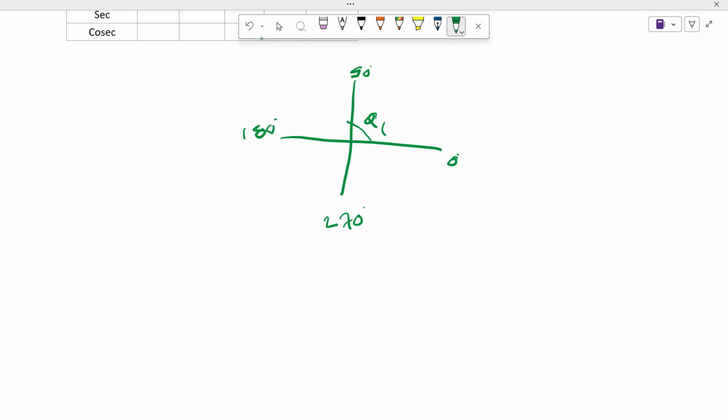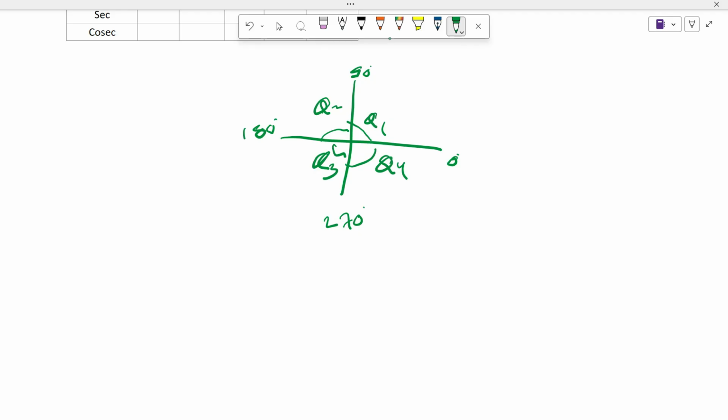And this is the second quadrant, Q2. In this, angles are from 90 degrees to 180 degrees, or otherwise pi by 2 to pi. And this is the third quadrant. Here angles will be from 180 degrees to 270 degrees, or pi to 3 pi by 2. And this is the last quadrant, the fourth quadrant, Q4. Here angles are from 270 degrees to 360 degrees, or in radians from 3 pi by 2 to 2 pi. 2 pi is nothing but 360 degrees, so it becomes 0 again, and this repeats.